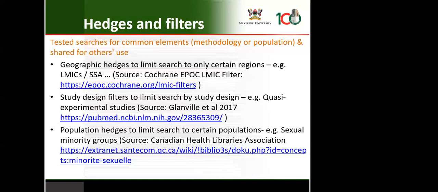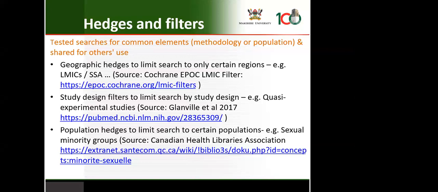So if you went online and searched for a search filter for sub-Saharan Africa or a search filter for low and middle income country, you'll get it. The search filter will come, and it will show you this search filter is for the PubMed database, this search filter is for EBSCO, this search filter is for this database. So you just copy it and paste it in the database. We get it. So those are called hedges and filters, and we shall maybe look at them also.